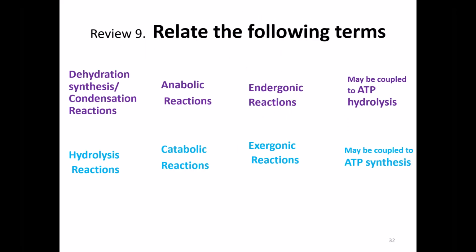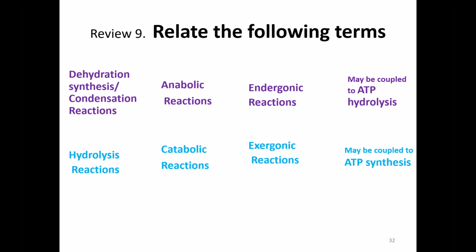So let's relate the following terms. In the top row, we've got dehydration synthesis or condensation reactions, anabolic reactions, endergonic reactions, and it says may be coupled to ATP hydrolysis. So if we look at our first term, dehydration synthesis or condensation reaction, that's where we take a water out and link molecules together. So we're building something there. Anabolic reaction, that is a metabolic pathway where we build something. Endergonic reactions, that's when we add energy in and build a molecule.